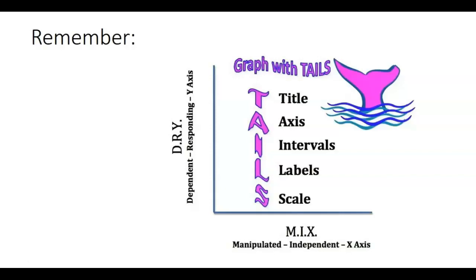intervals. And our scale is always going to be consistent. So the numbers will increase by the same amount, by the same value, whether that's 1s, 5s, or 10s on both our X and our Y axes. Our Y-axis always represents our responding or dependent variable. Our X-axis will always represent our independent or manipulated variable.